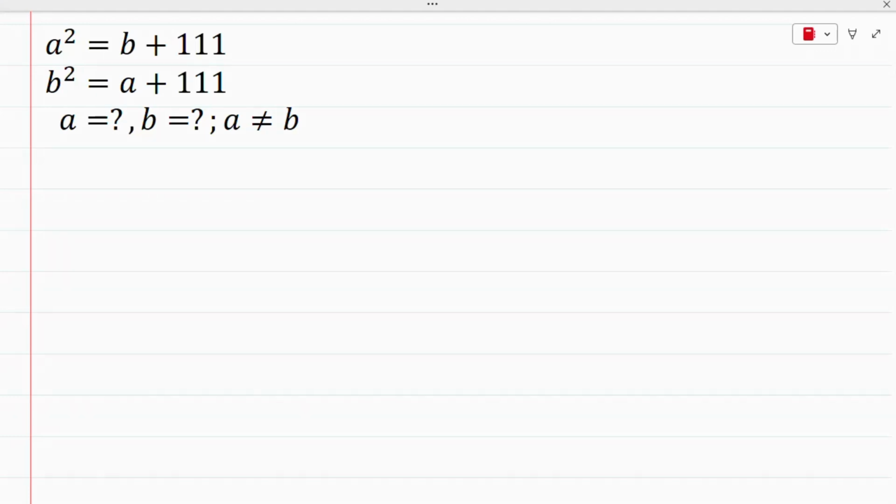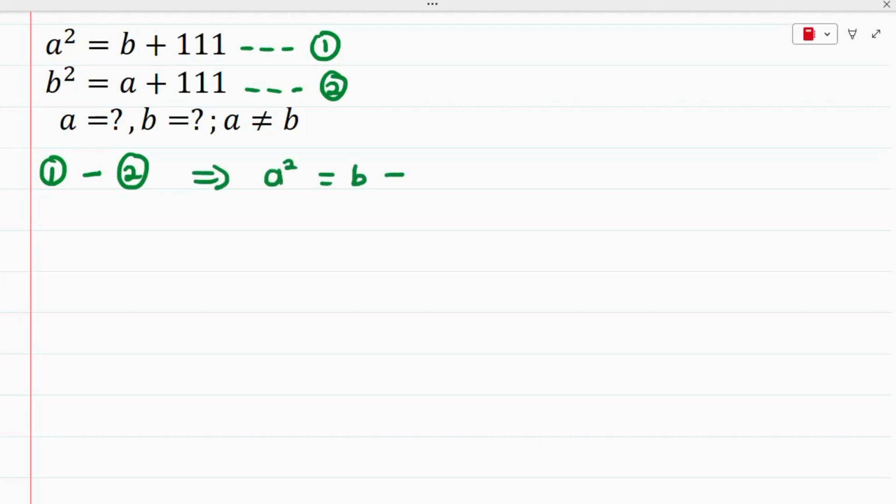So right here we have this nice algebra math simplification problem, and we are to find the values of a and b. So right here, guys, we are going to name this equation. We are going to call this equation equation 1 and call this equation equation 2. So right here we want to say subtracting equation 1 from equation 2. This implies that a square is equal to b plus 111, and b square is equal to a plus 111.